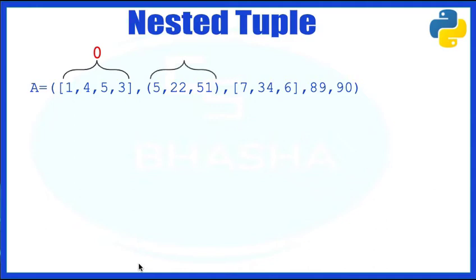This is the second element of the tuple, which means its subscript is 1. This is the third element of the tuple. 89 is not within anything, but it is the fourth element, which means the subscript number is 3. And finally, the fifth element has the subscript number 4.